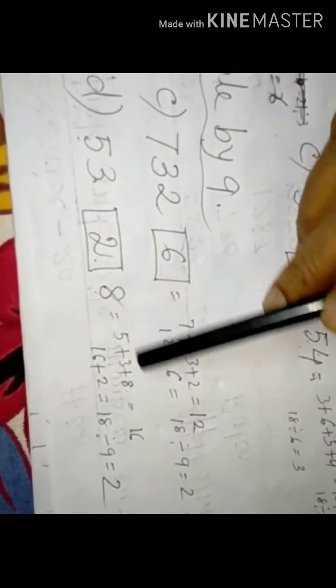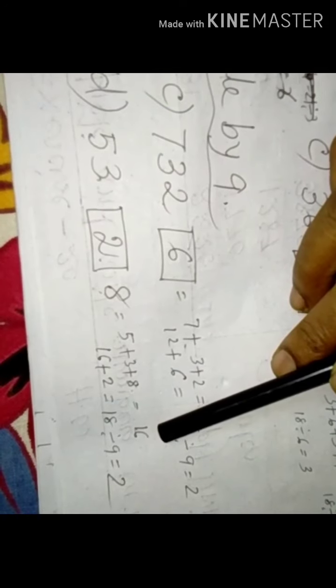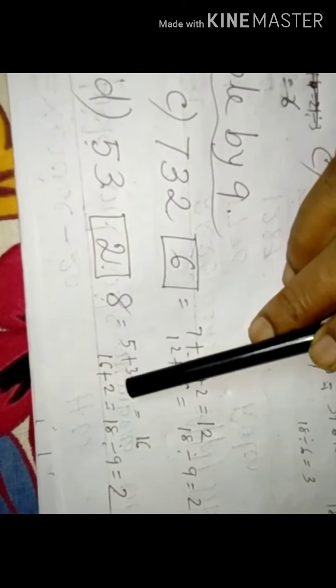C. 7, 3, 2, box. 7 plus 3 plus 2 is 12. 12 is not divisible by 9. So 12 plus 6 is 18. 18 divided by 9 is 2. So 6. 5, 3, box, 8. 5, 3, 8, 8 is 16. 16 is not divisible by 9. So 16 plus 2 is 18. 18 divided by 9 is 2.